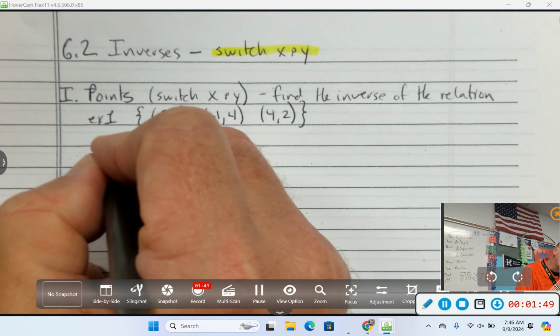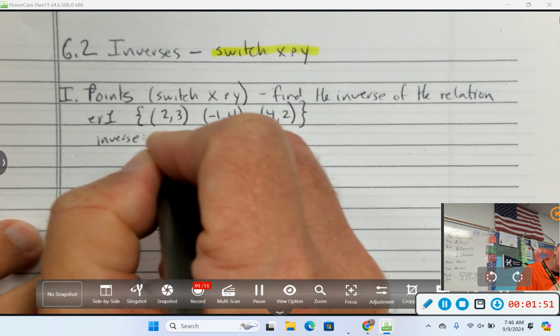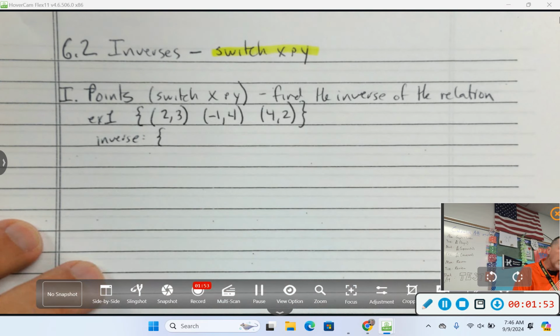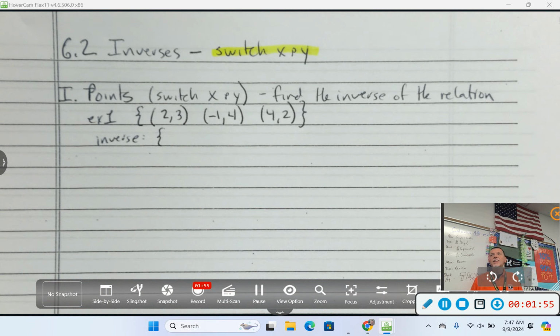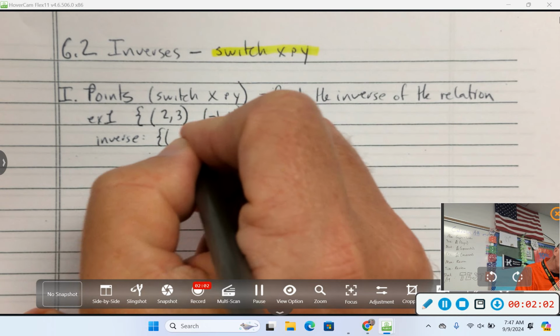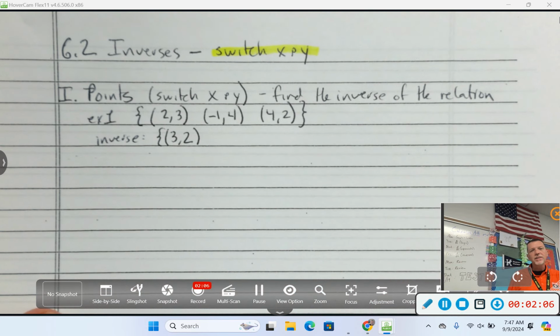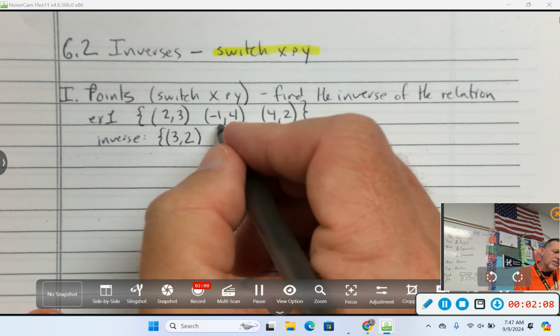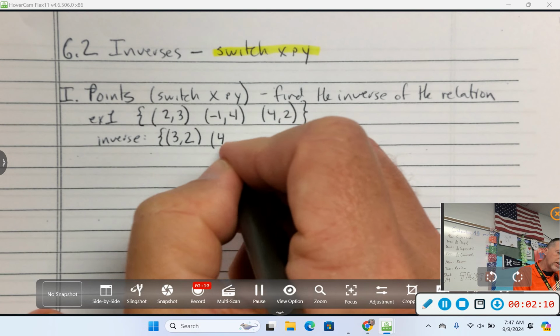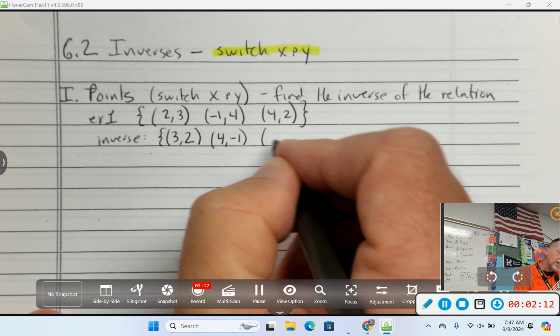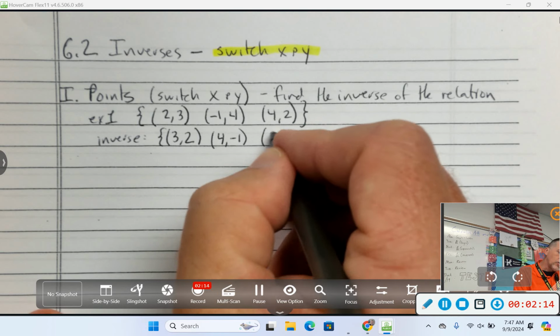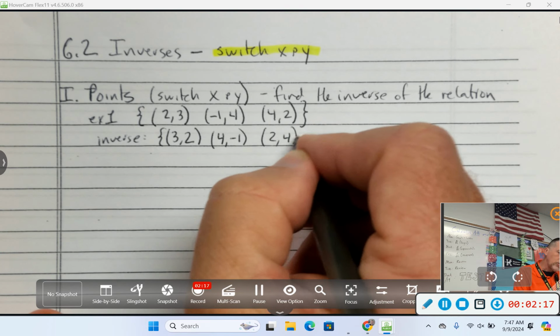So its inverse then, again, switch x and y. This does not mean you change signs. It doesn't mean change the signs of x and y. It means switch x and y. So instead of (2, 3), we'll have (3, 2). And instead of (-1, 4), (4, -1). And instead of (4, 2), (2, 4).